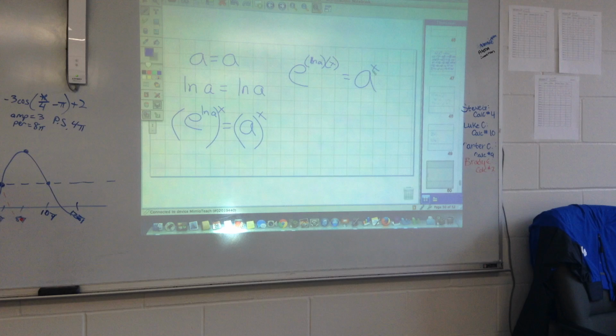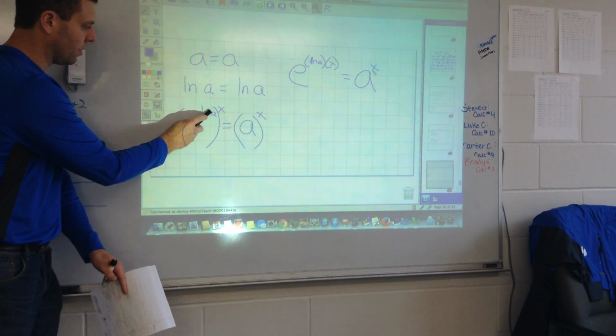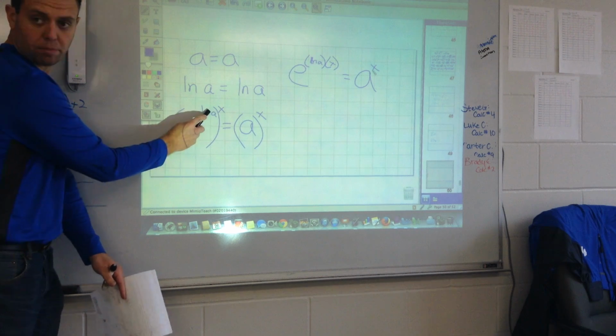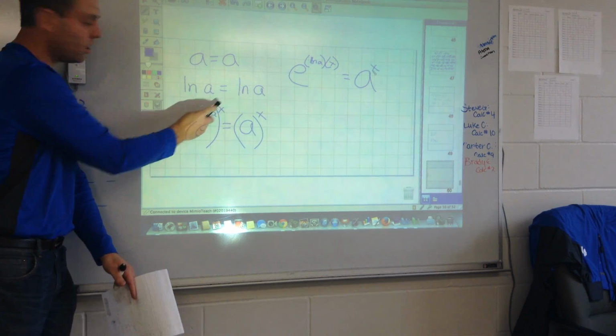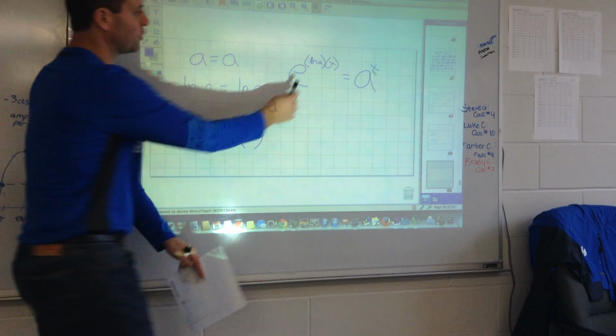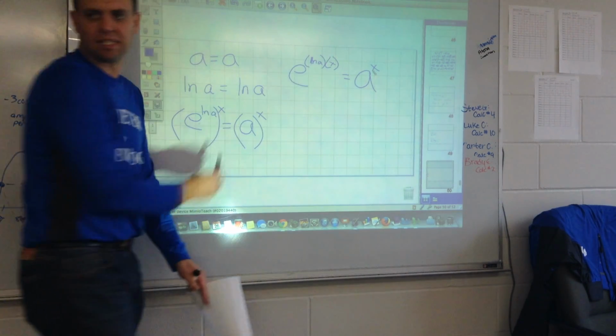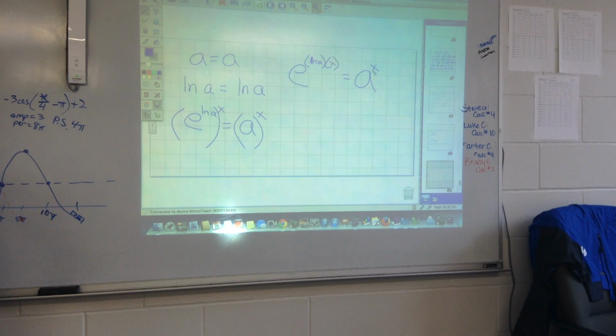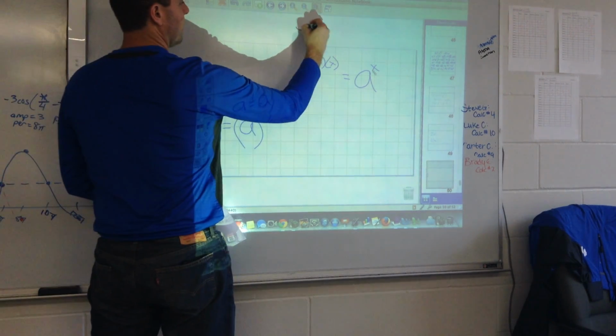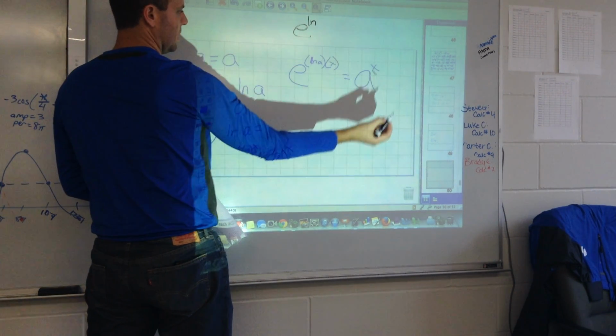Did you see that when you have two of them, you multiply or do you add? When you raise a power, so you have something raised to a power, and then you raise that to another power, you multiply both powers together. That's why the ln of a and the x are being multiplied together.